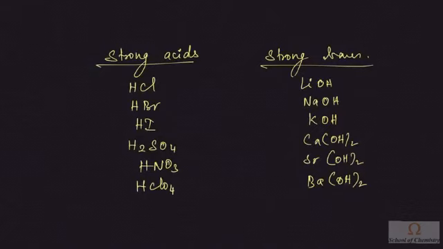So here is the table that shows some of the strong acids and strong bases, and we need to know them. The first three are halo acids except hydrogen fluoride, because hydrogen fluoride is a very weak acid among the halogen acids. Then we have mineral acids, sulfuric acid and nitric acid, and HClO4 is an important strong acid. When it comes to bases, the first group elements, alkali metal hydroxides are strong bases: lithium hydroxide, sodium hydroxide, potassium hydroxide. And the second group elements, calcium, strontium, barium, those hydroxides are also strong bases.